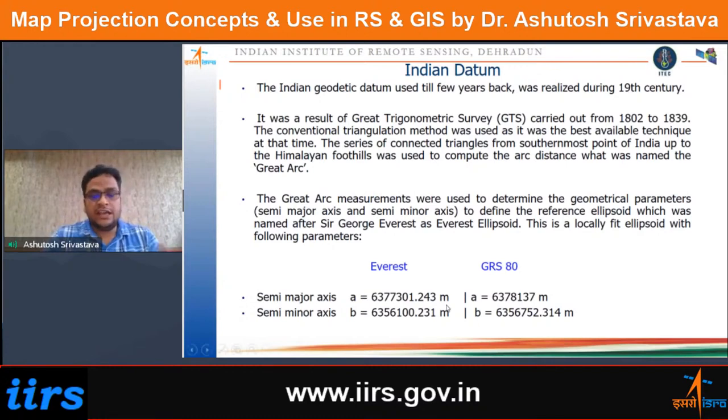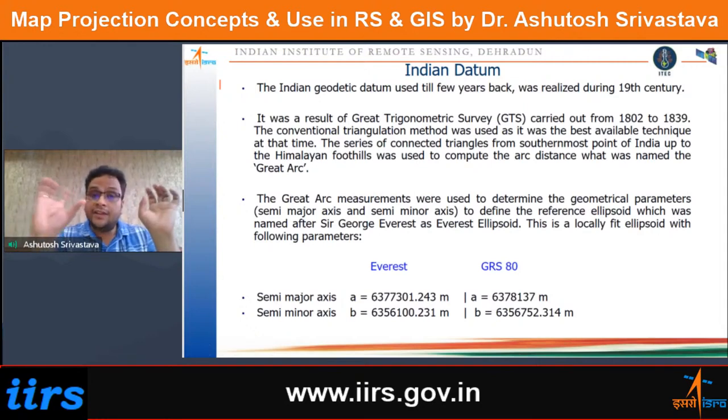And if we compare this Everest ellipsoid with the presently available GRS 80 ellipsoid, which is today's geocentric ellipsoid developed using the latest available technology, then in the semi-major axis A, Everest has 6377.301 and GRS 80 has 6378.137. So if you see, it's around only an 800 meter difference.